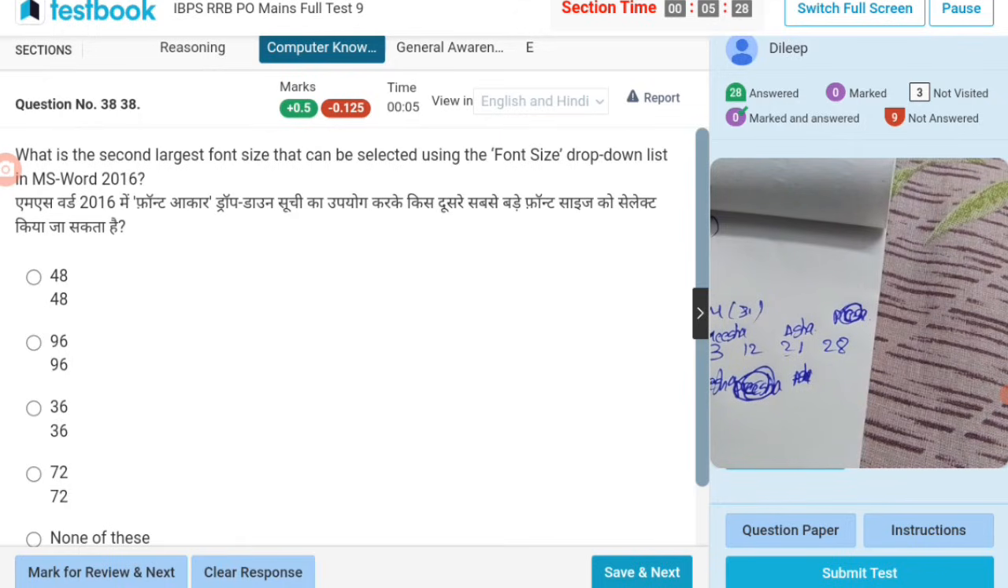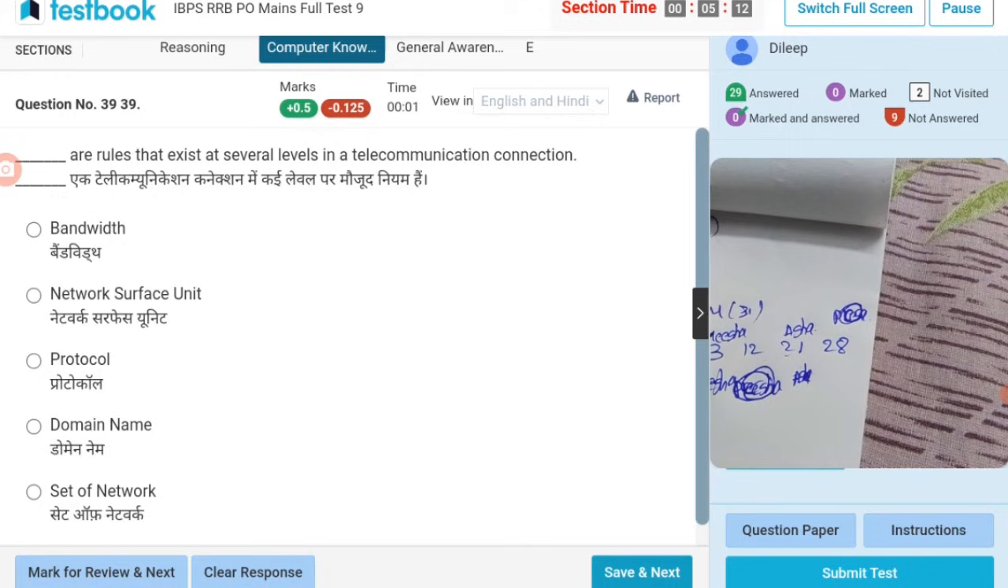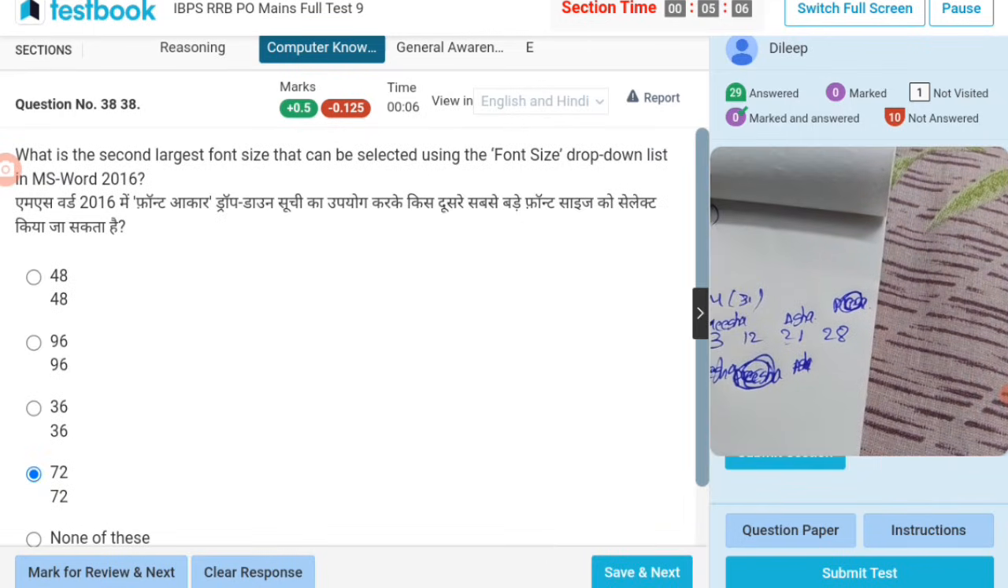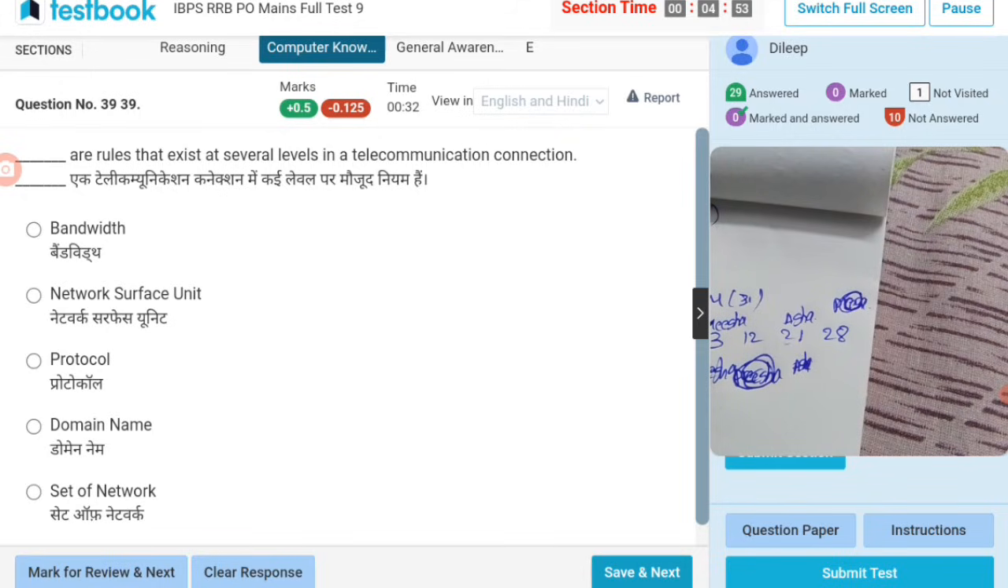What is the second largest font size using the font size? 72, I think. What is the second largest font size that can be selected using the font size drop down list in MS Word 2016? So we have to do 72 or 96. I think second largest font size is 78.